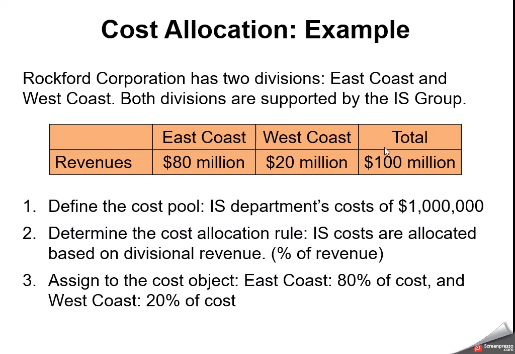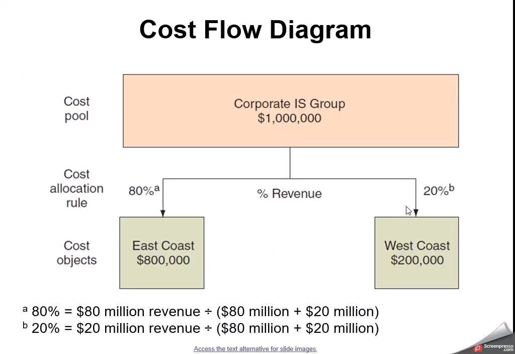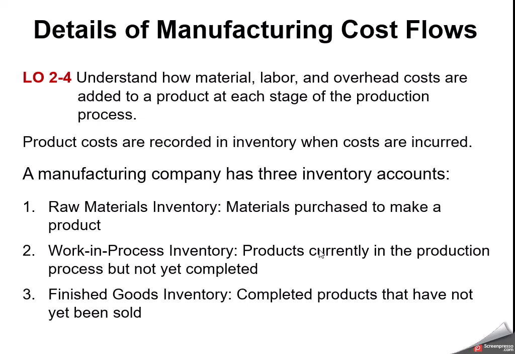So if we have 100 million total, 80 million comes from the East Coast, that's 80% of our revenue. 20 million from the West Coast is 20% of our revenue. So that 80%, 20% is how we're going to allocate out the $1 million. So the East Coast is going to get 800,000, West Coast is going to get 200,000.